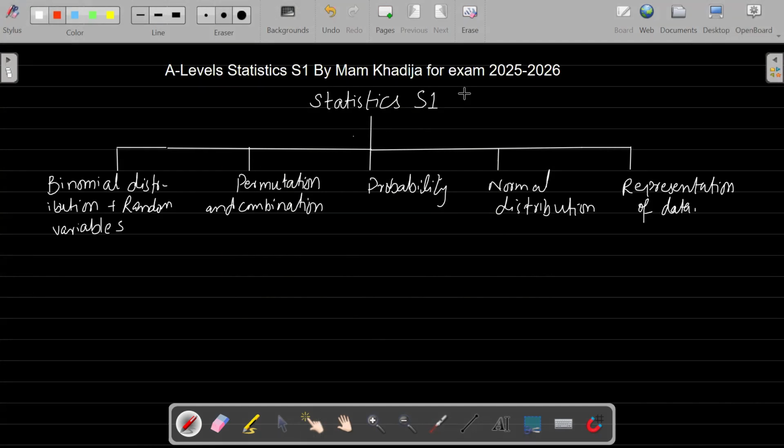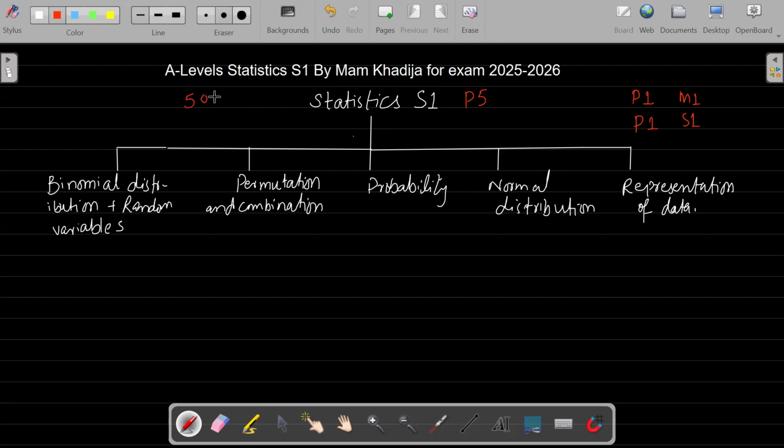We are going to start S1, Statistics S1, which is paper 5 of AS level. As we know, if we are going to appear for AS level, we have two options: either to choose P1 or M1, or to choose P1 or S1. These are the two possibilities. So now I'm going to tell you about the marks distribution for that.